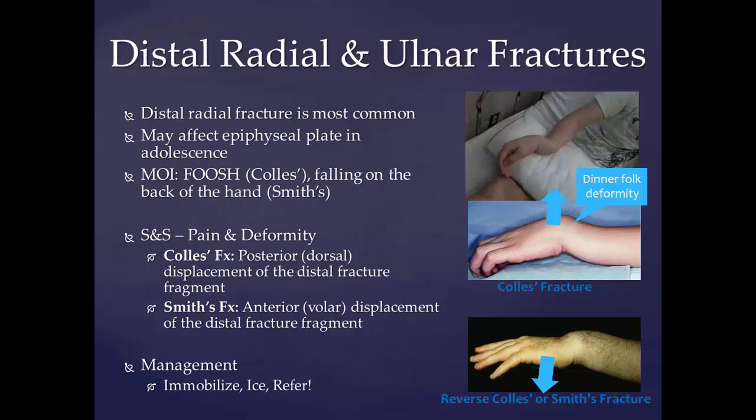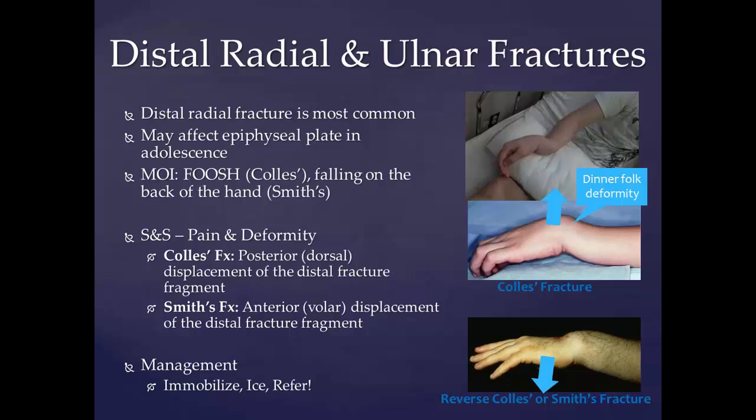Specific fracture types of the radius include a Colles fracture, which is a distal fracture of the radius with dorsal or posterior displacement of the wrist and hand. A dinner fork deformity is commonly seen. Smith fracture is a distal fracture of the radius with a volar or anterior displacement of the wrist and hand.